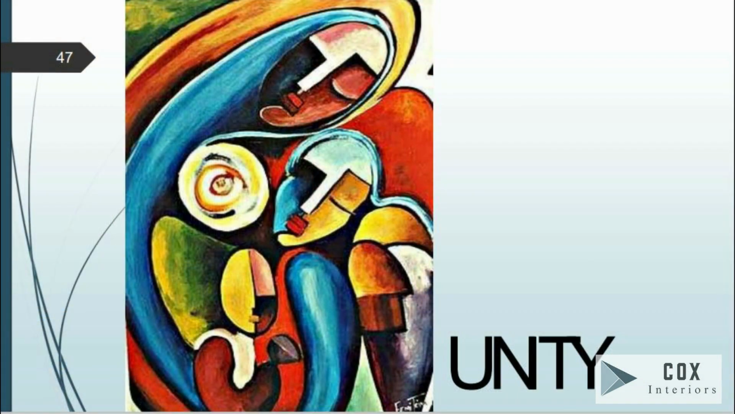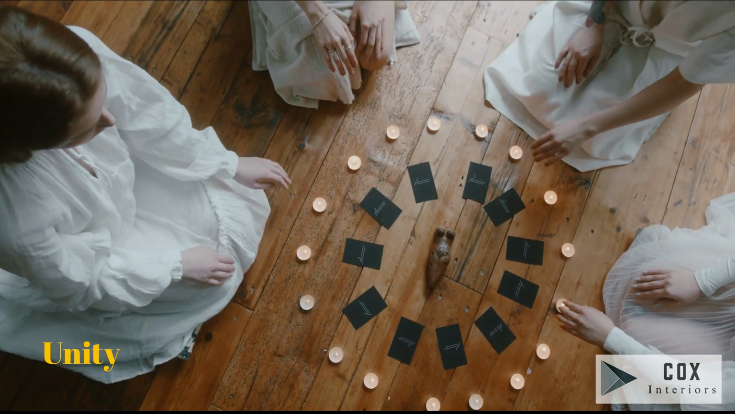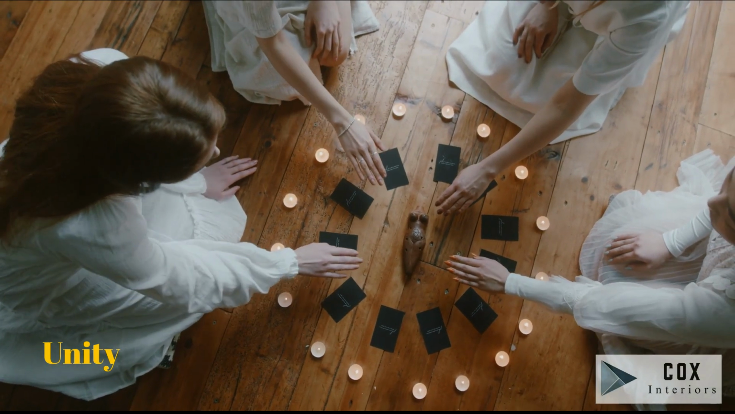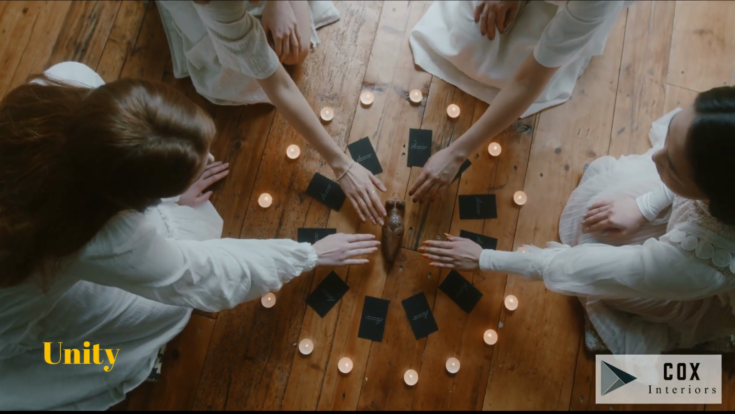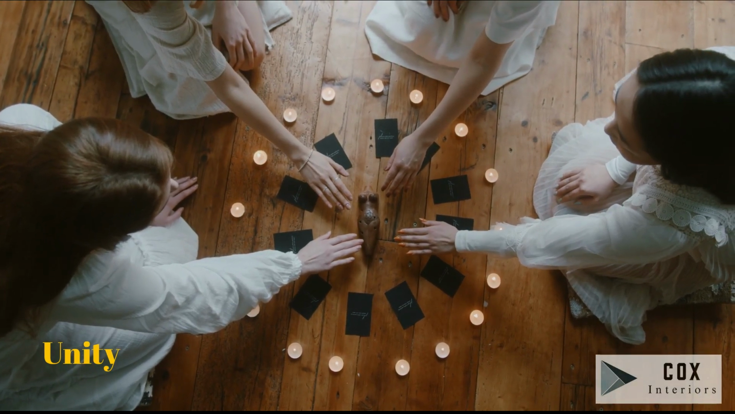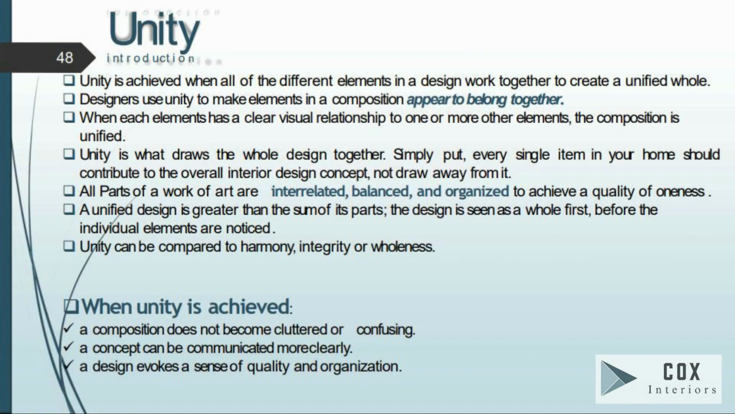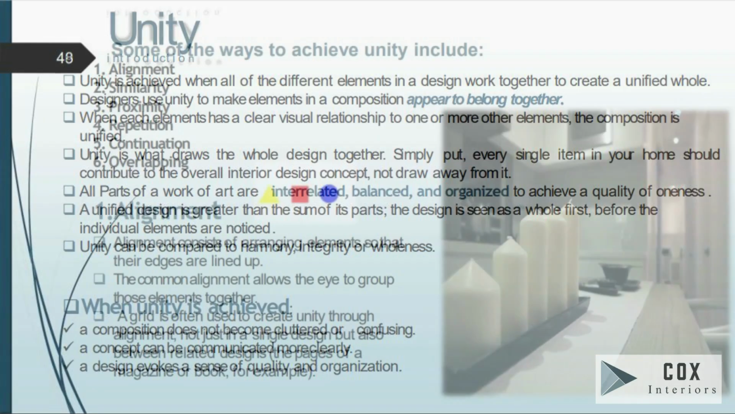One of the most important principles of design is unity. Unity in design refers to the visual consistency and harmony of a design. It is the concept of ensuring that all elements of a design work together to create a cohesive whole. Achieving unity in design can involve using similar colors, shapes, textures, and patterns throughout a design, as well as creating a balance between positive and negative space.